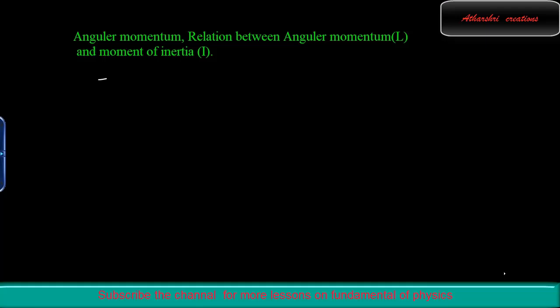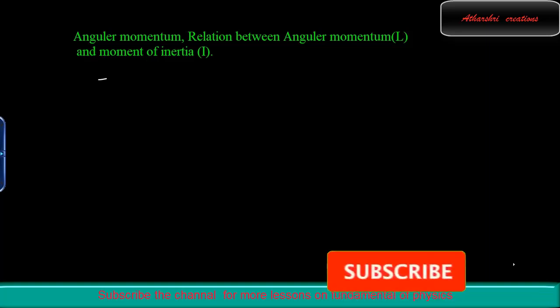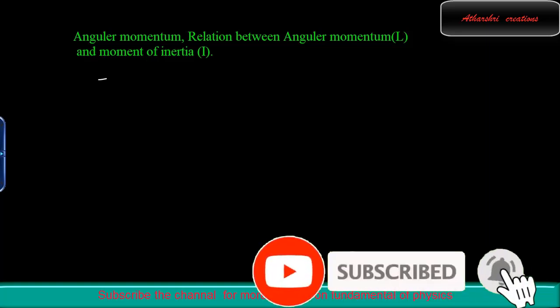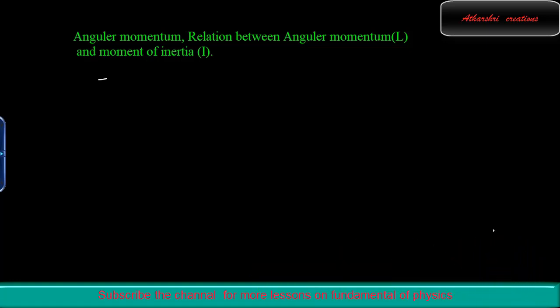Today's article for discussion is angular momentum, the relation between angular momentum and moment of inertia. And lastly, we have to prove the conservation of angular momentum. Before this, we have to discuss what is meant by angular momentum, its definition. Now see, the quantity in rotational mechanics analogical to the linear momentum is the angular momentum. It is similar to the torque being the moment of the force.